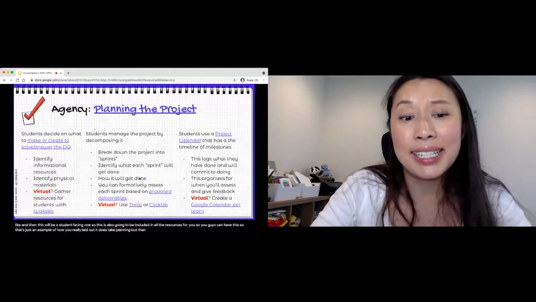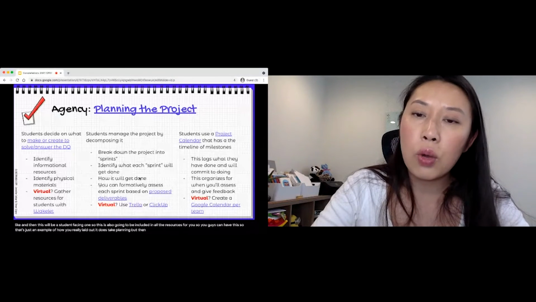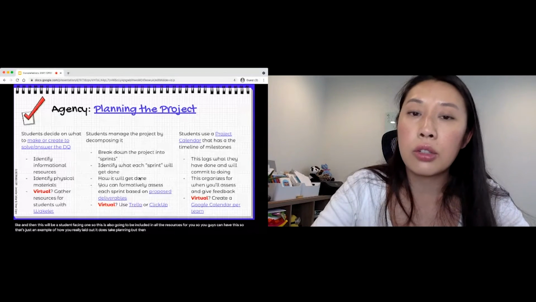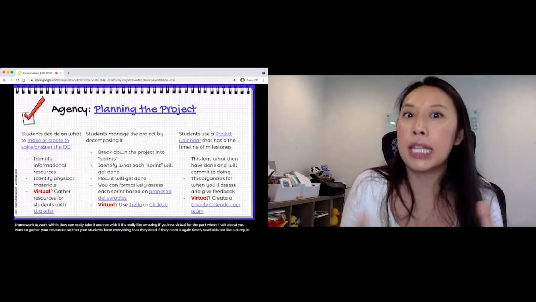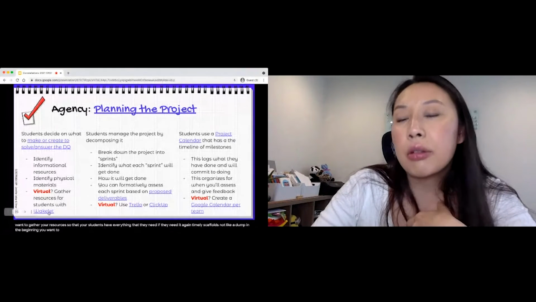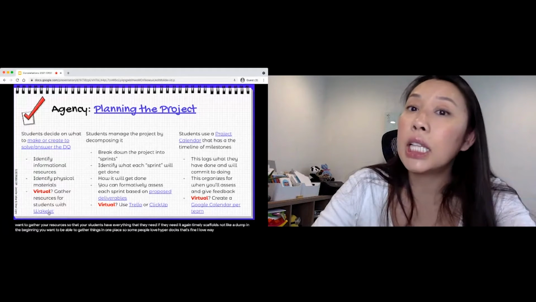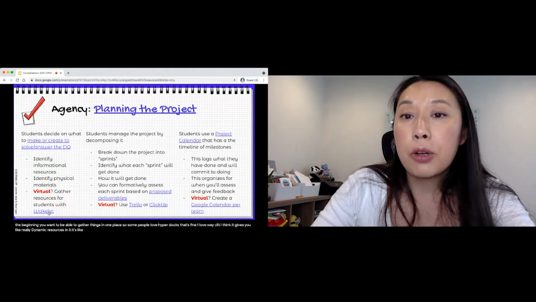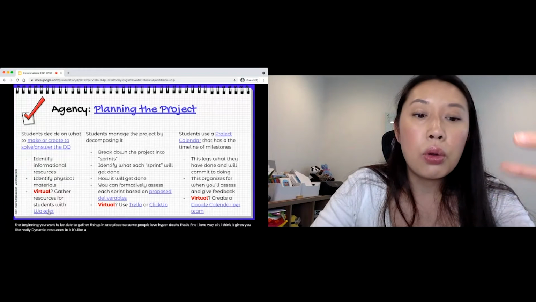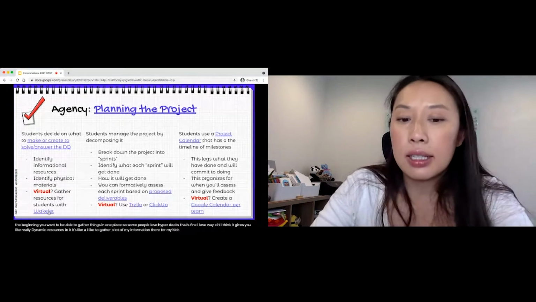It's really amazing. If you're virtual, for the part where I talk about you want to gather your resources so that your students have everything that they need, if they need it, again, timely scaffolds, not like a dump in the beginning. You want to be able to gather things in one place. So some people love HyperDocs, that's fine. I love Wakelet. I think it gives you really dynamic resources in it. It's like a HyperDoc on steroids. So I like to gather a lot of my information there for my kids, and then they can access that.